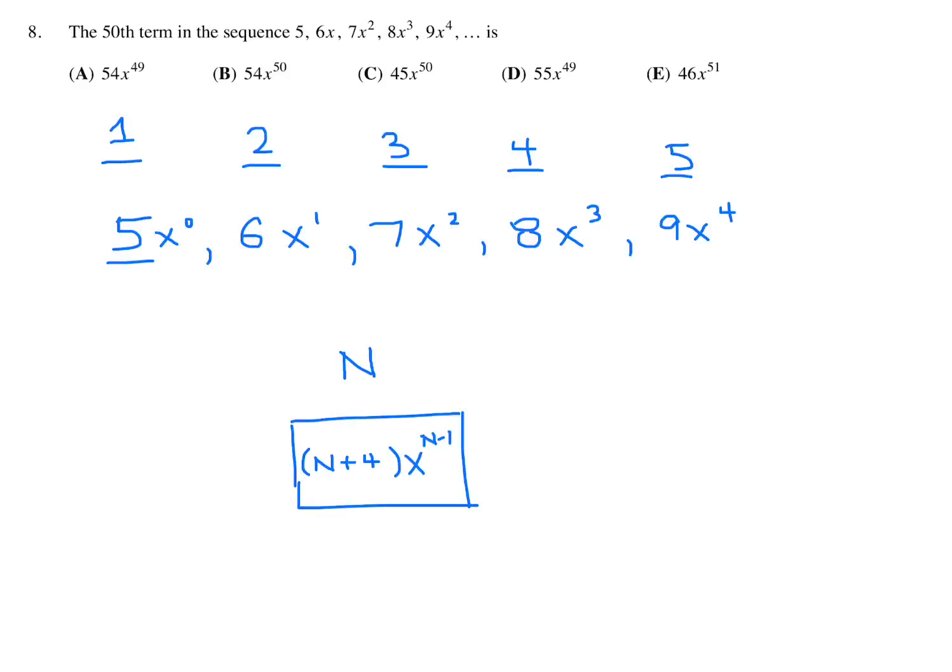I think that's right. So we want the 50th term, right? So the 50th would be n plus 4. So n is 50 in this case. So 50 plus 4. X to the n minus 1, so 50 minus 1. So this is 54x to the 49. All right, so I hope you understood the pattern there. So 54 times x to the 49, and that is A for 8.